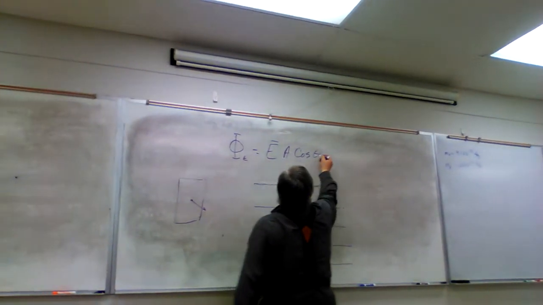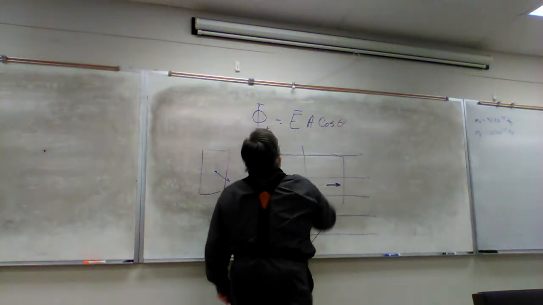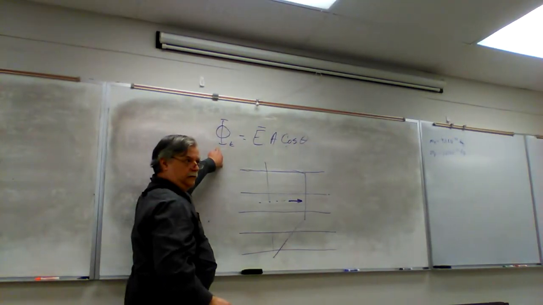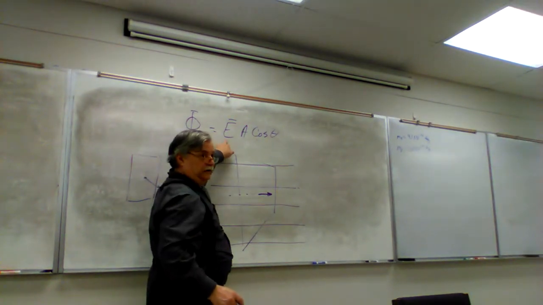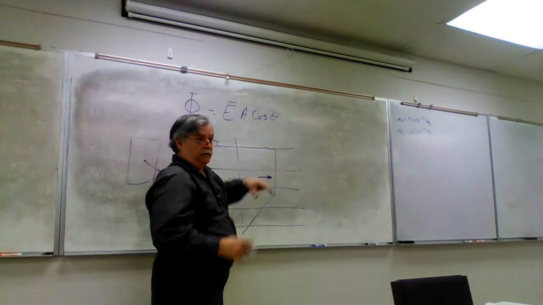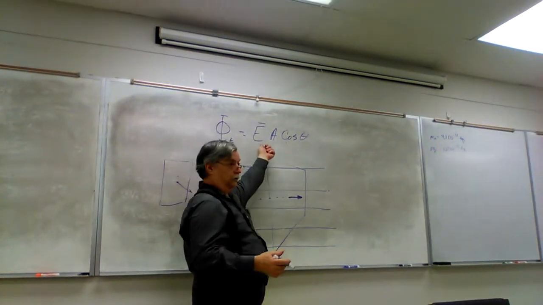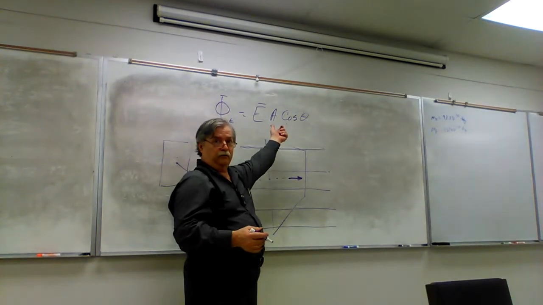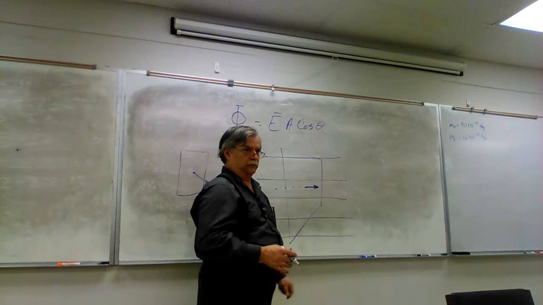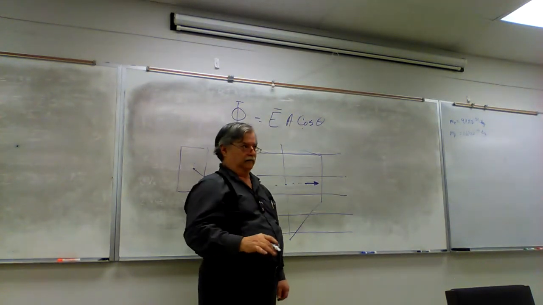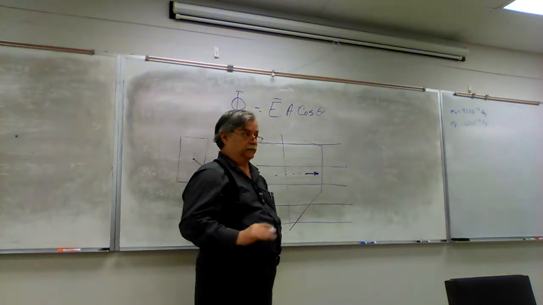And that means when this angle is 0, cosine of 0 is equal to 1, and the flux is the electric field times the amount of area that you've got covered. Now, this is, of course, assuming that it's a uniform electric field. If it's varying, then this won't hold true. We're not getting into that level of mathematics. We're going to do Gauss's law as simply as we possibly can.